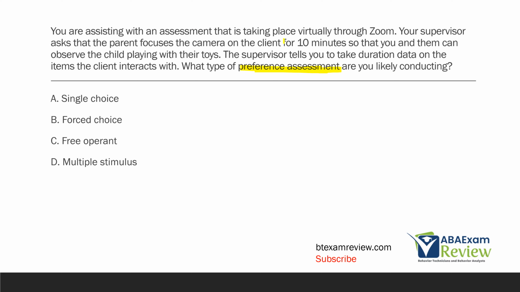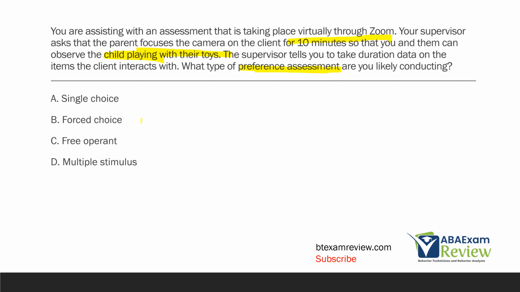In this case, you're assisting, and it's taking place through Zoom. Your supervisor says, can you focus the camera on the client for 10 minutes so we can observe the child playing with their toys? Now, we don't specifically know how many toys there are. We know there are more than one because it's plural, and we're going to watch this client for 10 minutes. Now, what's separating this from something like A, single choice, or B, forced choice?